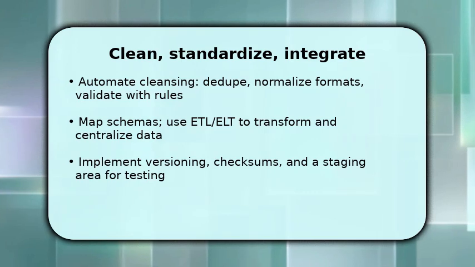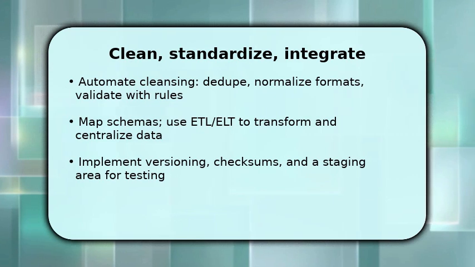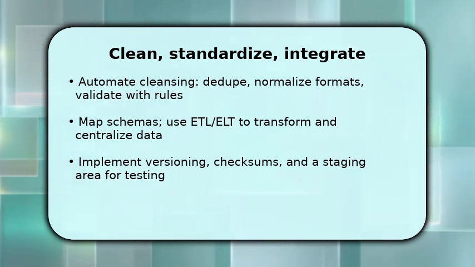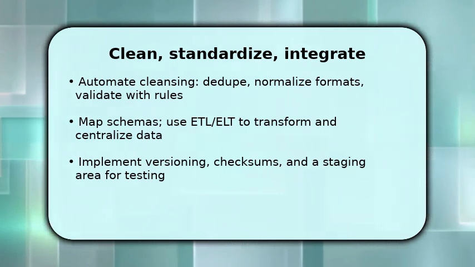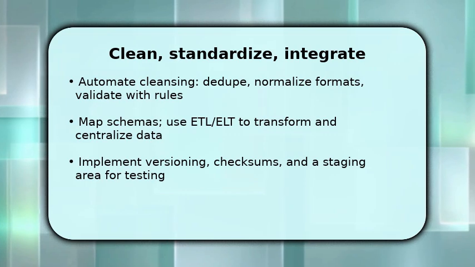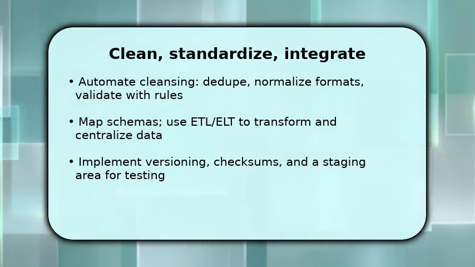You now move into cleaning and integration, where most work happens. Start automation scripts to dedupe, normalize formats, and validate records against rules so errors don't reappear. Next, map source schemas to a canonical model and use ETL or ELT pipelines to transform and centralize data.